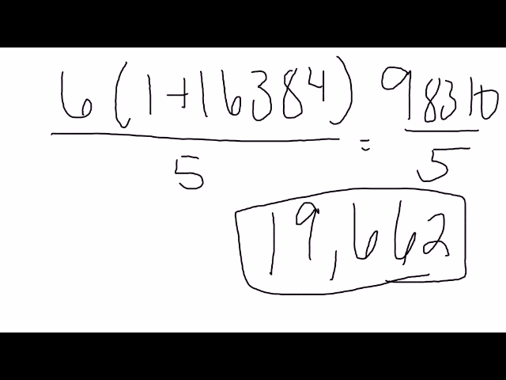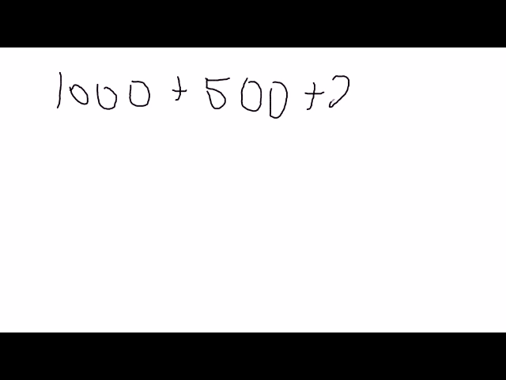Okay, number 3. Evaluate the series 1000 plus 500 plus 250. Okay, so automatically you know right away that it's going to be dividing or multiplying by a half, however way you want to think about it. So let's use r as 1/2.